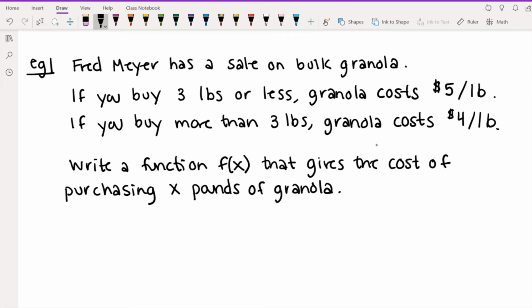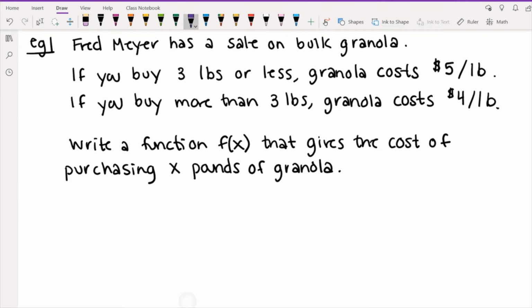So why is a piecewise function going to be the type of function we need to use here? Well, basically because the situation changes depending on how many pounds of granola you're buying, right? So if you're buying 2 pounds, then you would calculate the cost one particular way. But let's say you're buying 5 pounds, then you're going to calculate the cost a completely different way. So we need to take that into consideration, and that will mean that we'll have 2 different formulas.